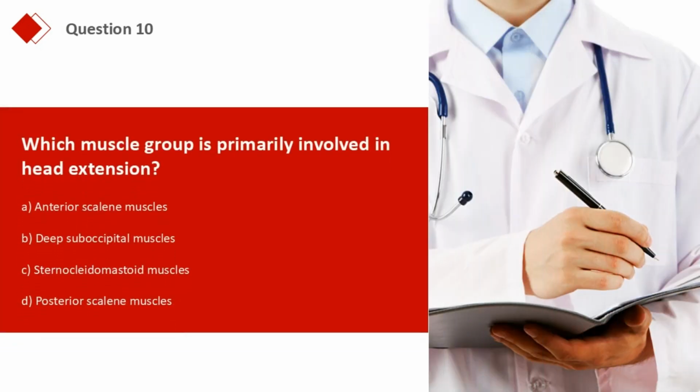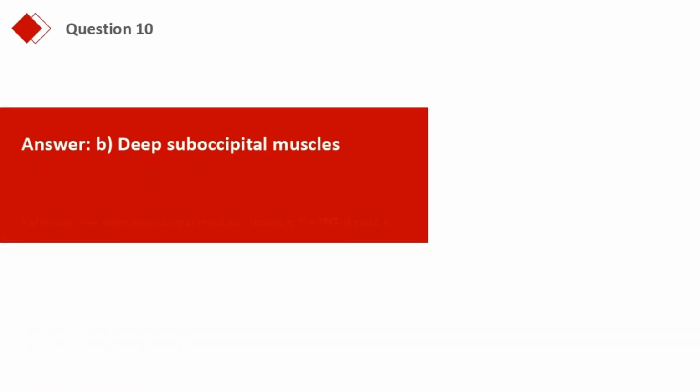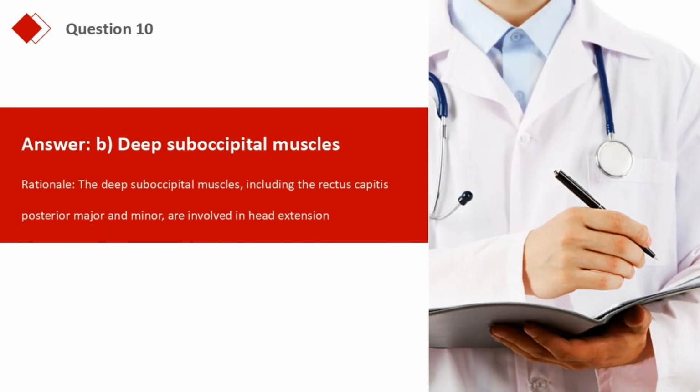Question 10. Which muscle group is primarily involved in head extension? A. Anterior scalene muscles. B. Deep suboccipital muscles. C. Sternocleidomastoid muscles. D. Posterior scalene muscles. Answer: B. Deep suboccipital muscles.